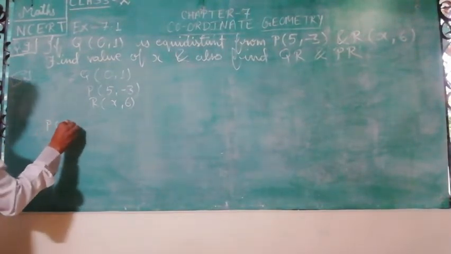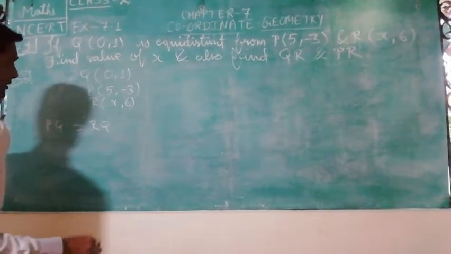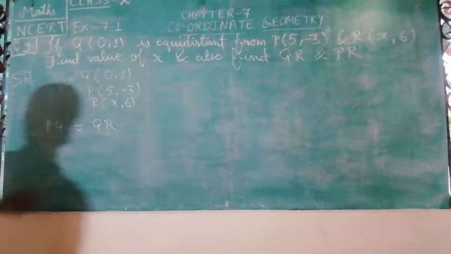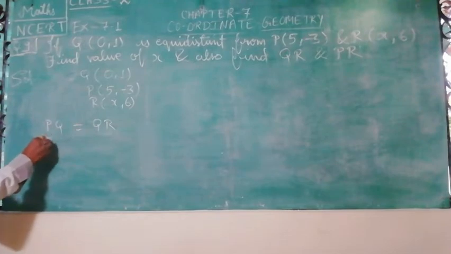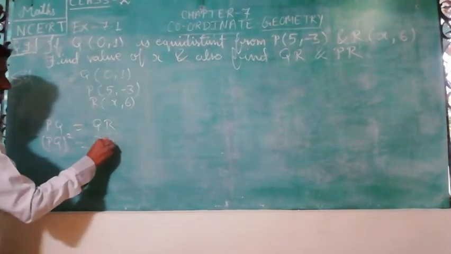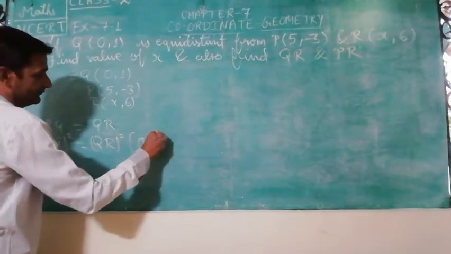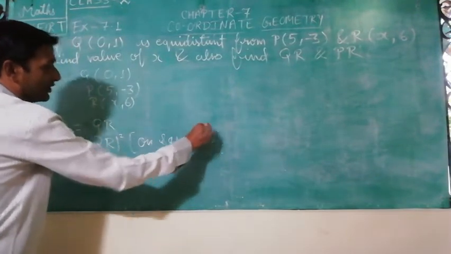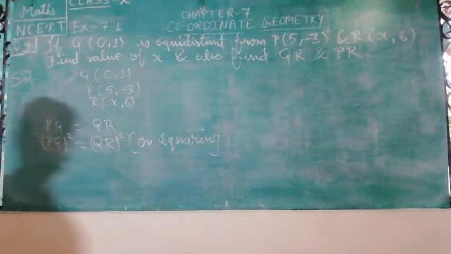So PQ is equal to RQ. PQ is equal to QR. We can say PQ is equal to QR. Now PQ square will be equal to QR square on squaring. Why we are squaring? That you know very well. Because we want to remove the root from the distance formula.